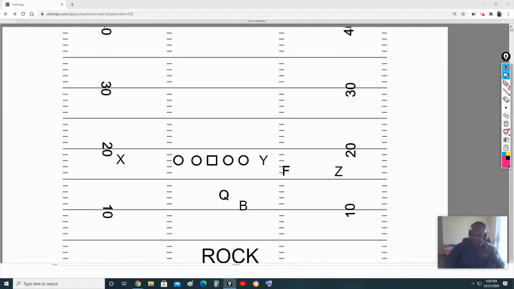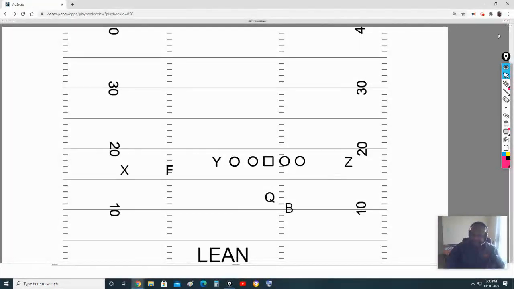Next formation is lean. Now notice Z stays the same. The Y goes to the left. There's your designation, L. The F is in the slot and the X is to his normal side.